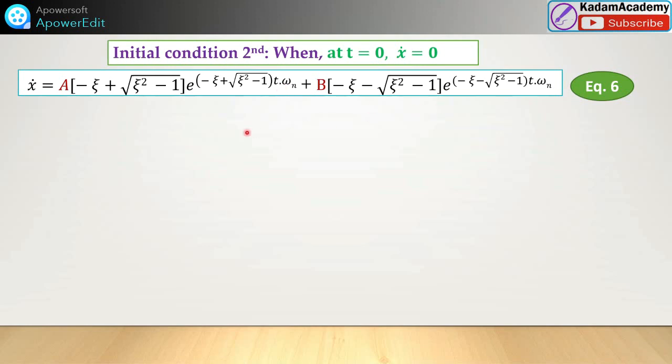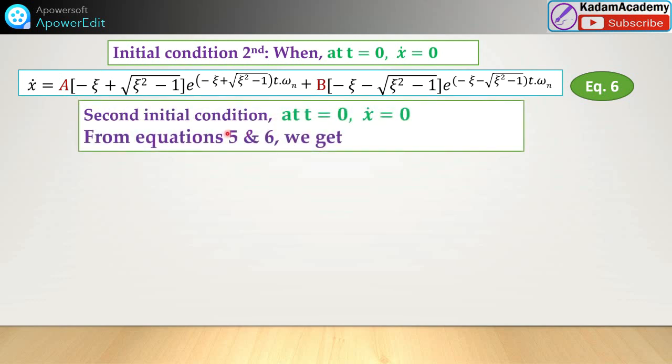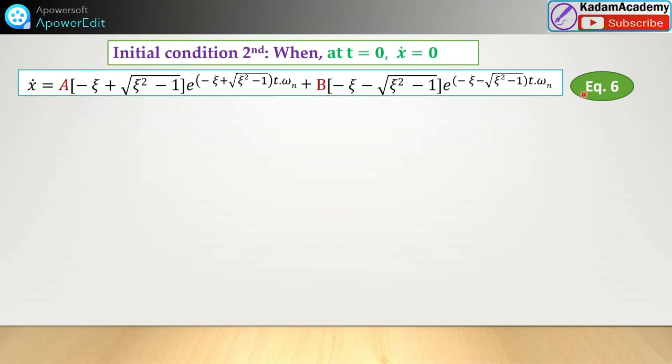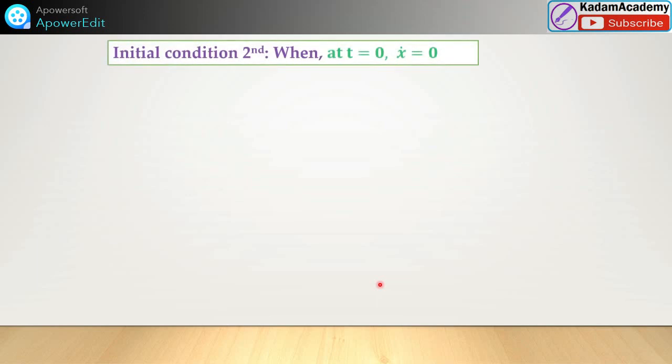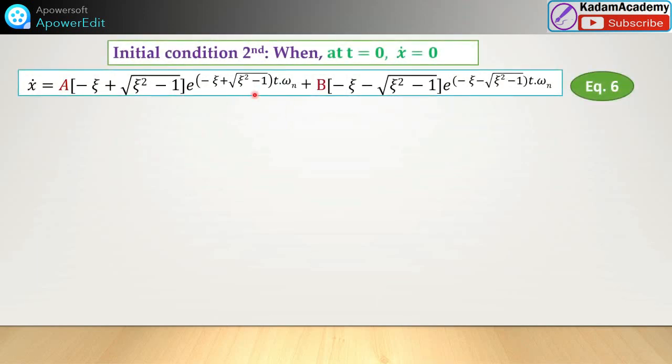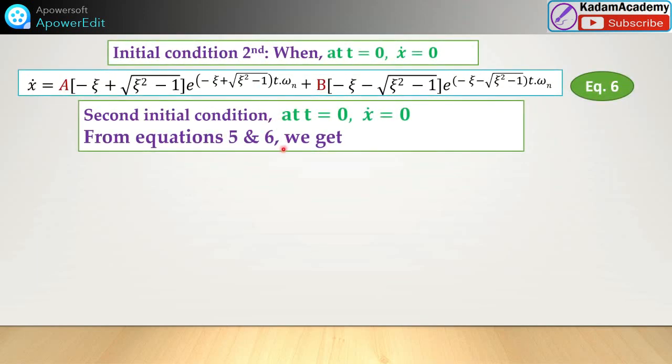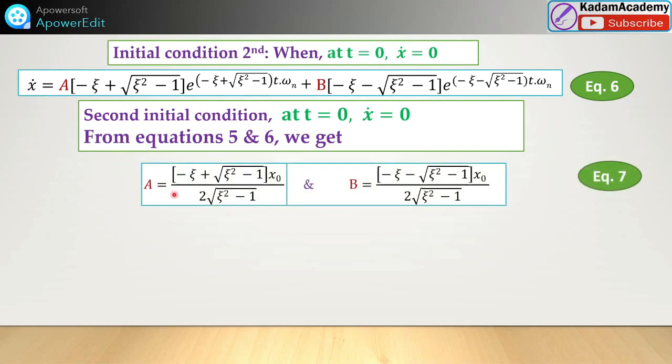Next step, the second condition. We put the initial condition t is equal to 0, x dot is equal to 0, in equations 5 and 6. Equation 5, which we have already written here, is x naught, the initial displacement, equal to a plus b. This is equation 5, and this is equation 6. By solving both equations, we can get the values of a and b, which are arbitrary constants.